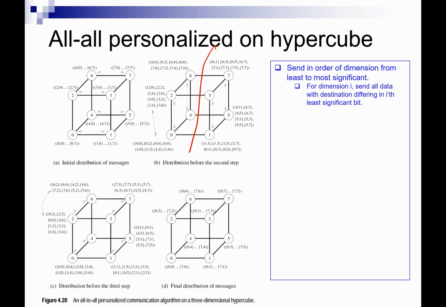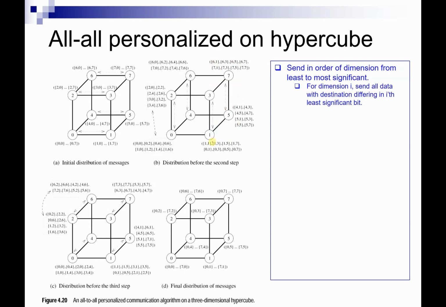On the next step, we're going to be exchanging in this direction, the direction for the second most significant digit. And what you want to do is that currently 1 has values intended for both 1, 5, and also 3, 7. So 1 wants to take all of the values intended for this 3, 7 phase and give it to 3. And 3 wants to take all of the values intended for the 1, 5 phase and give it to 1.